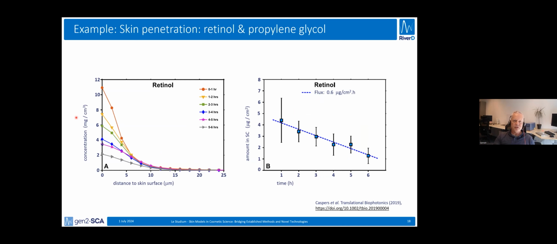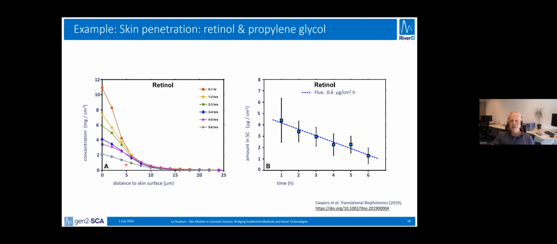So here you see the result for retinol. So quantitative result in milligrams per mil. The concentration of retinol immediately after stopping the application of the product, 1 hour later, etc. So we followed it for 6 hours.